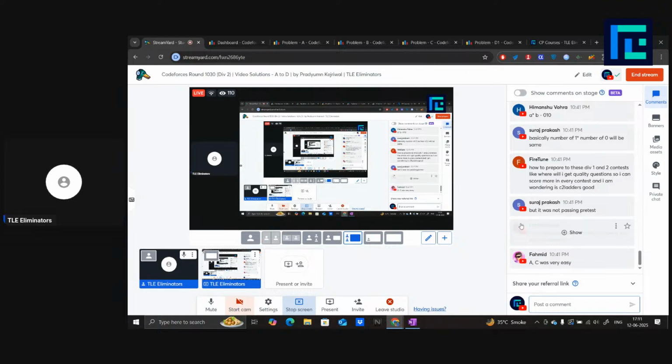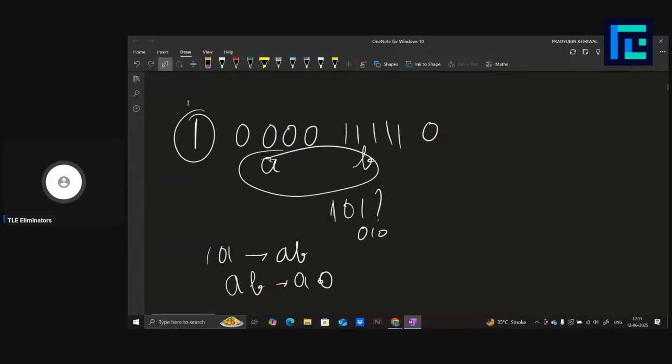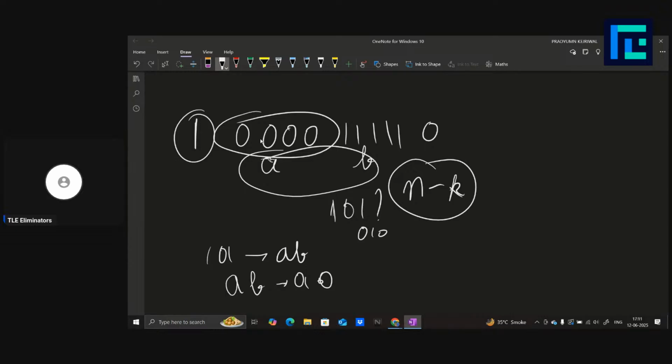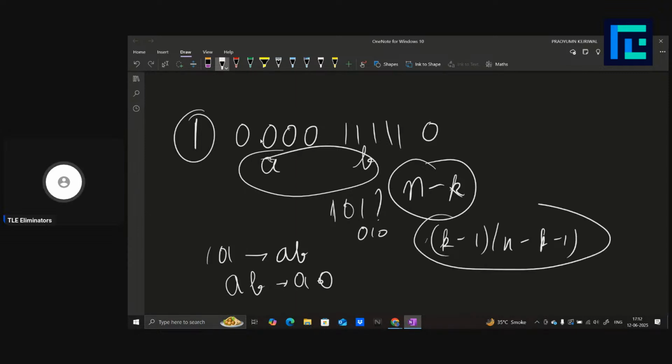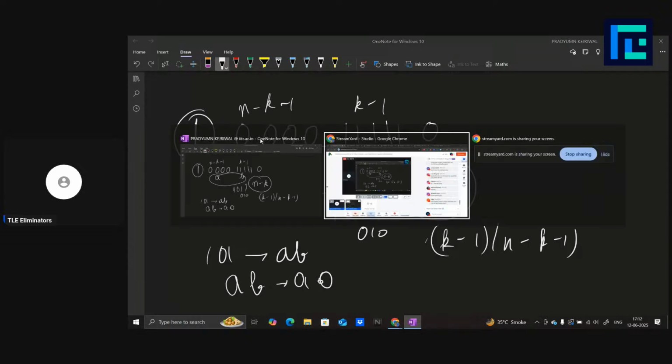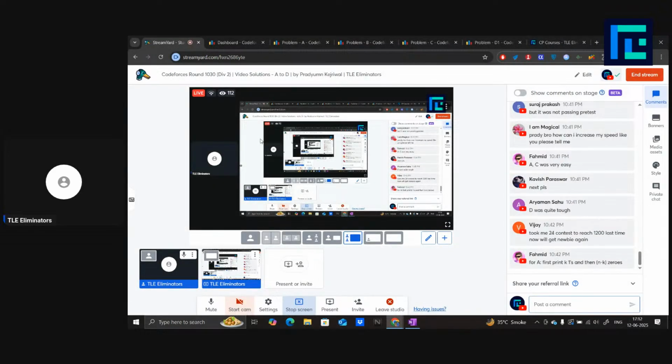All right. So yeah, is A clear to all? Even this approach works, where you print a single one, then n minus k minus one zeros. Basically, you want to print n minus k zeros in total. So you will print all but one zeros, then the rest of the ones, and then a single zero. So it would have k minus one into n minus k minus one subsequences of 010 and 101, because this is n minus k minus 1 and this is k minus 1. All right. So we'll go to the next one.